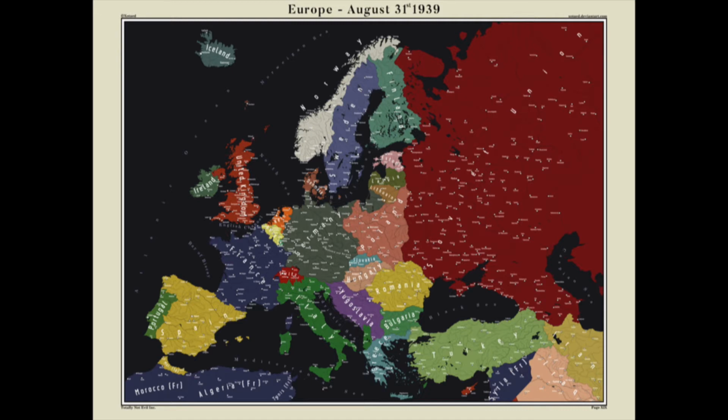And I thought it would be a good idea. The first map I'm going to show, World War II Eve. This is the day before World War II started, the exact territory each country owned.